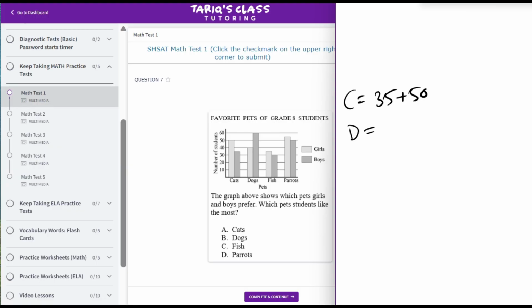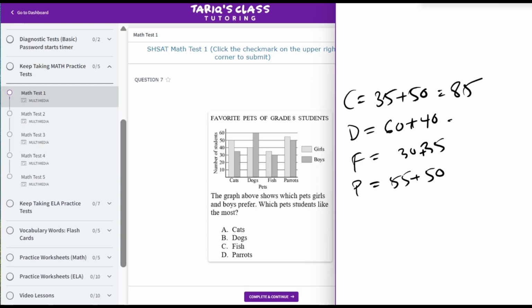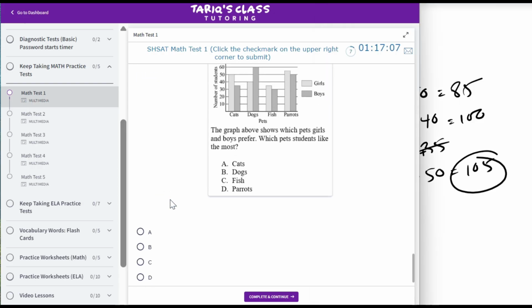Dog gets a vote of 60 for the boys and 40 for the girls, right? And then fish, 30 and 35. Not too many people like fish. Now parrots, parrots is like a lot. I think that could be the answer. So that's 55 plus 50. So that's 85, 100, there's already 105. I'm seeing this is the answer because the others are not going to be enough. So yeah, it's parrots. Option D is the answer.